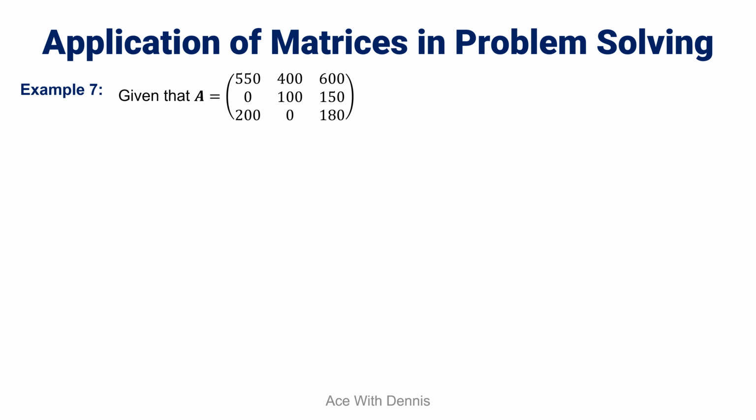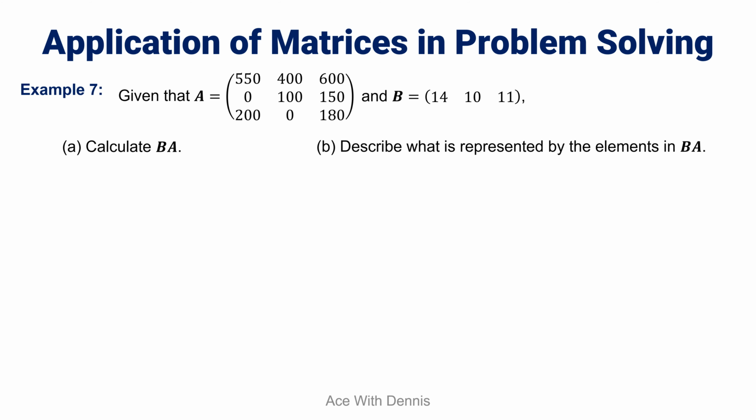Given that matrix A equals the matrix 550, 400, 600, 0, 100, 150, 200, 0, and 180, and B equals 14, 10, 11. A. Calculate matrix B times A. And B. Describe what is represented by the elements in matrix B times A. So here is a solution.